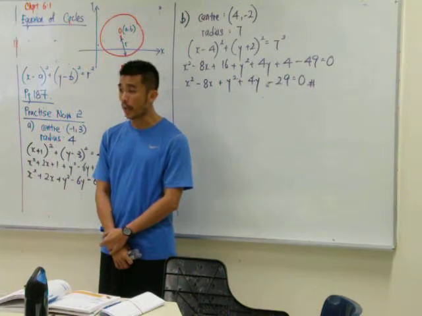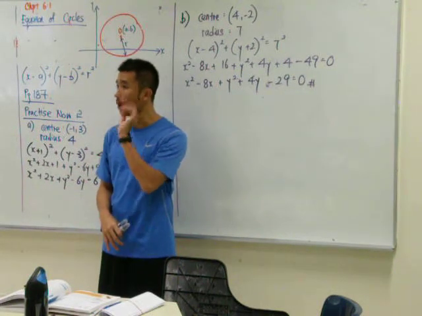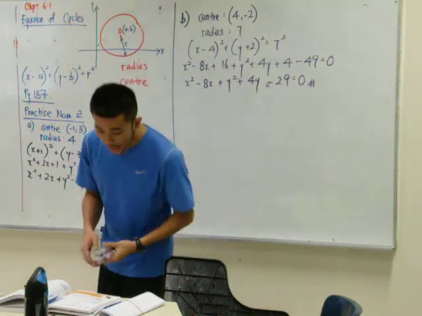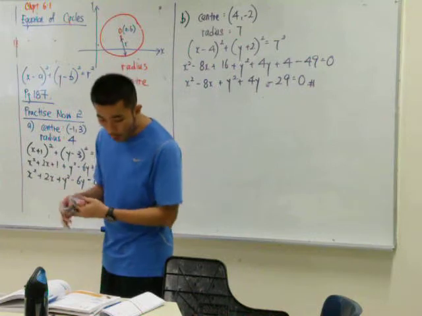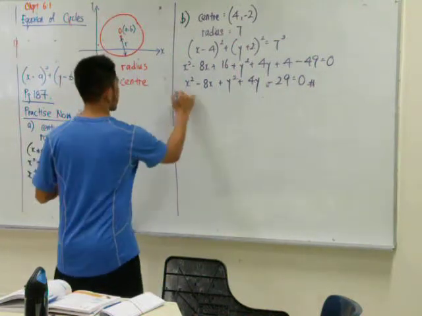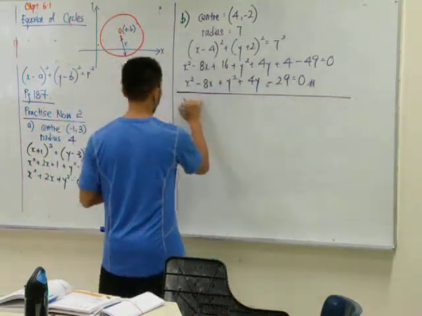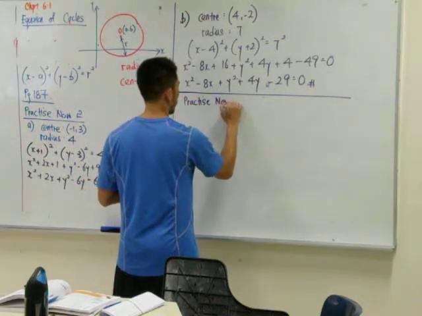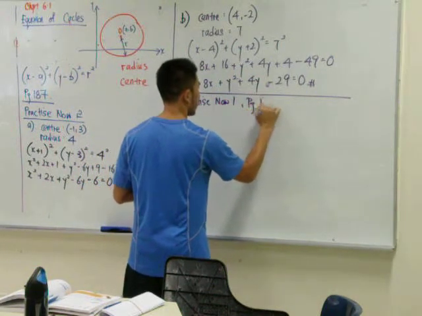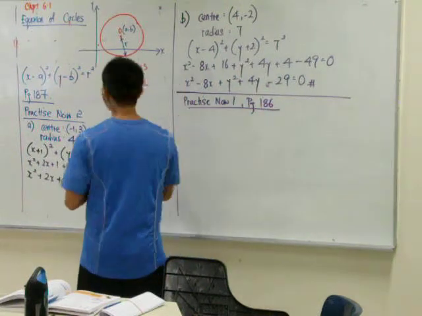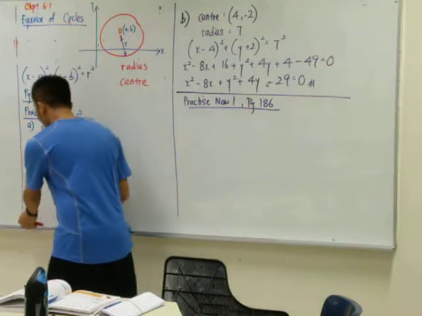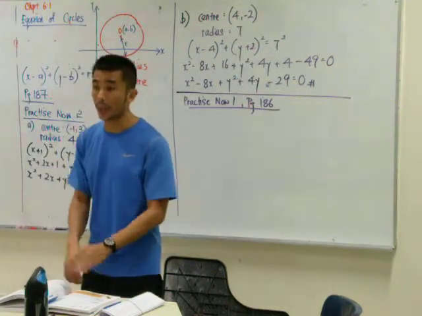Okay? Okay, now we're going to do a little bit of reverse. That's why I want to do example 1 first. Okay, can you take a look at practice now 1 on page 186? Now they give you the equation. They want you to find the center as well as the radius.